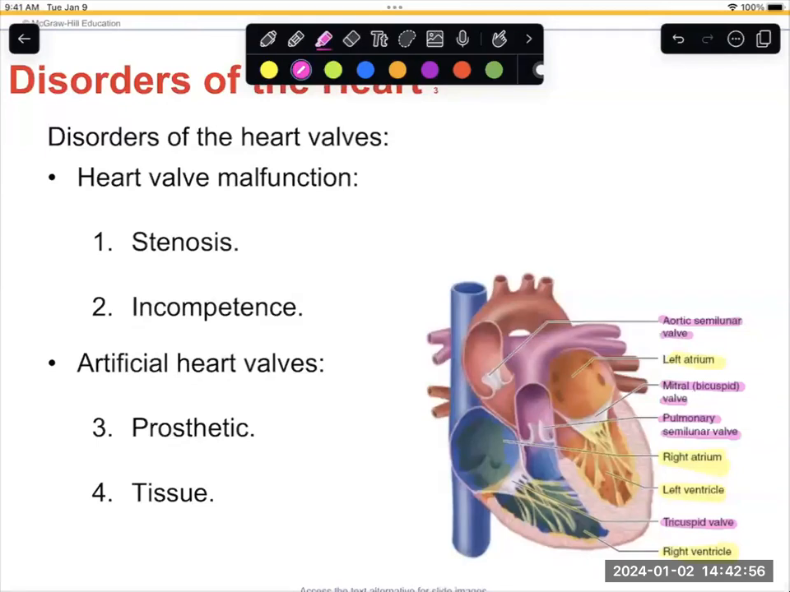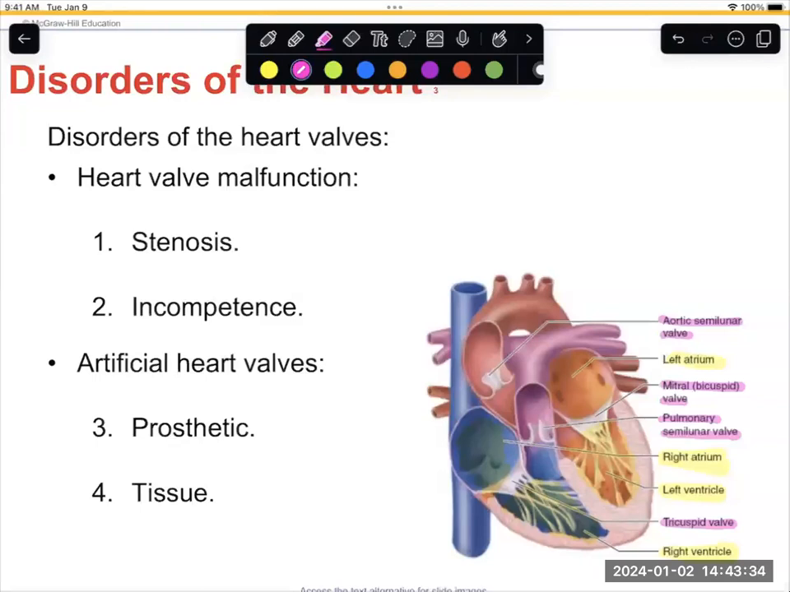It could happen to any of these four valves. So it's harder to push blood through. Incompetence is when the valve does not close fully and blood regurgitates back through. So a backwards flowing of blood. We can have aortic stenosis, which can happen in the elderly population. We can have mitral valve stenosis or incompetence, which can lead to chronic heart failure.